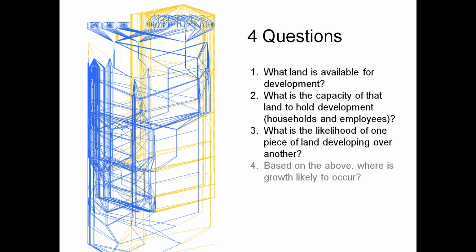And then based on those things, the availability, capacity, and suitability or likelihood, where is growth likely to occur? So those are the 4 questions we're trying to answer through our land use modeling practice here at the Regional Planning Agency. The first question, what land is available for development?